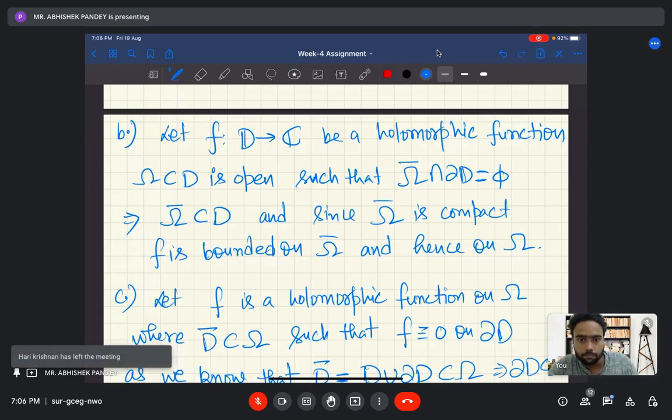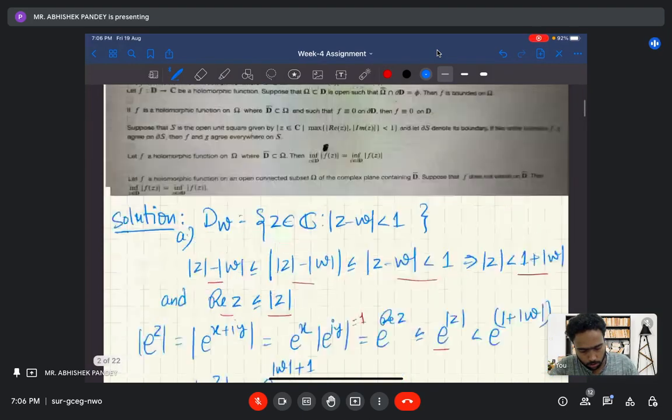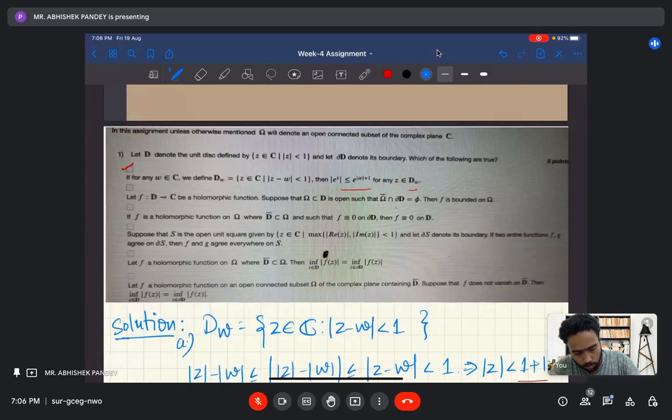Is it clear? Since omega closure doesn't meet the boundary, omega closure is in D itself, and since omega closure is compact and f is holomorphic, it is bounded on omega closure and hence on omega. So this is also true.